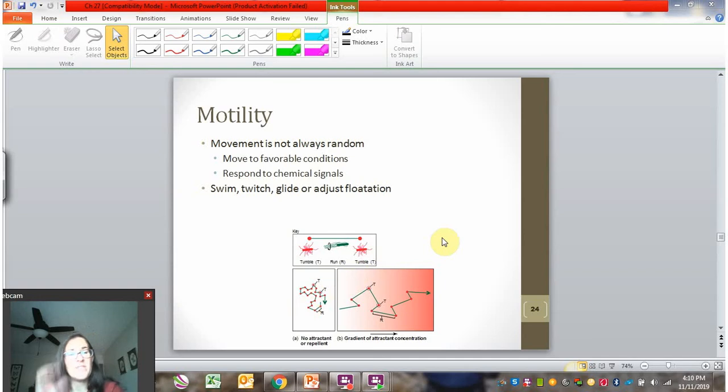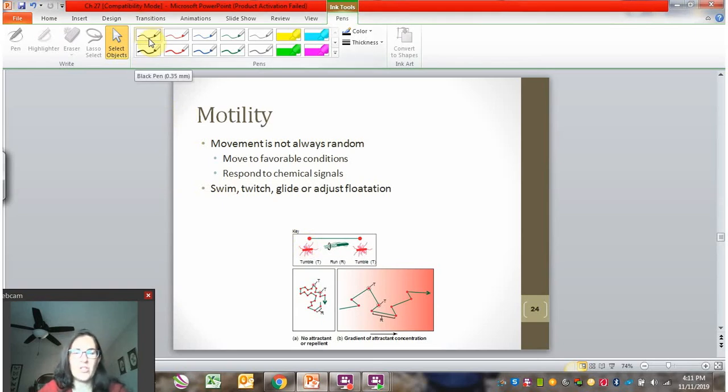So they have lots of different ways they move. They can swim, they might twitch or glide through materials, or they might just be moving by adjusting flotation. We'll focus here more on the swimming and gliding. So this is a diagram showing how bacteria can move. It's kind of interesting because they do have a certain amount of randomness to how they move, and this is what's called the tumble.